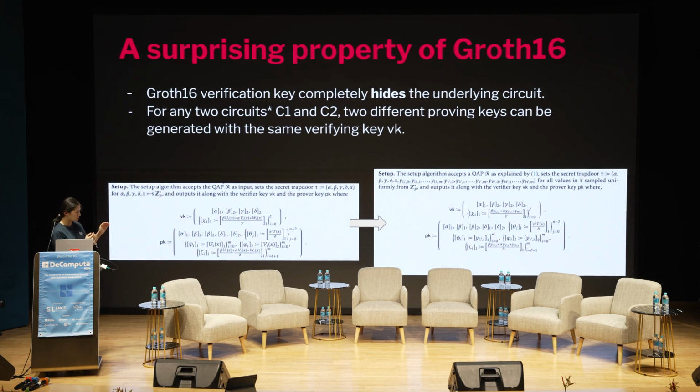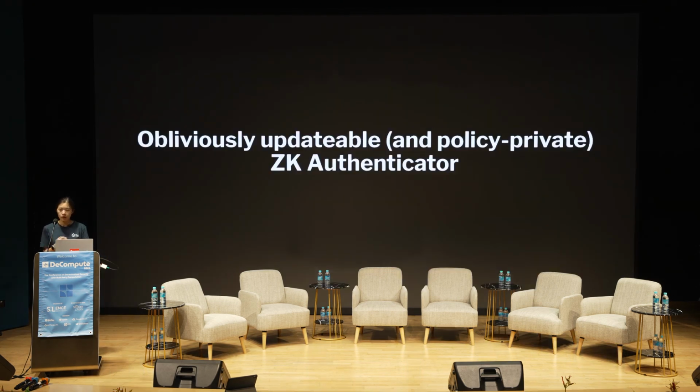I won't go into details on the math here for the sake of time, but the idea is that we are able to change the verifying key and the proving key a little bit such that we can achieve this property. So now the construction becomes this obliviously updatable ZK authenticator, where the policies can stay private as part of the zero knowledge circuit, and are also updatable obliviously by updating the proving key itself without changing the on-chain address.